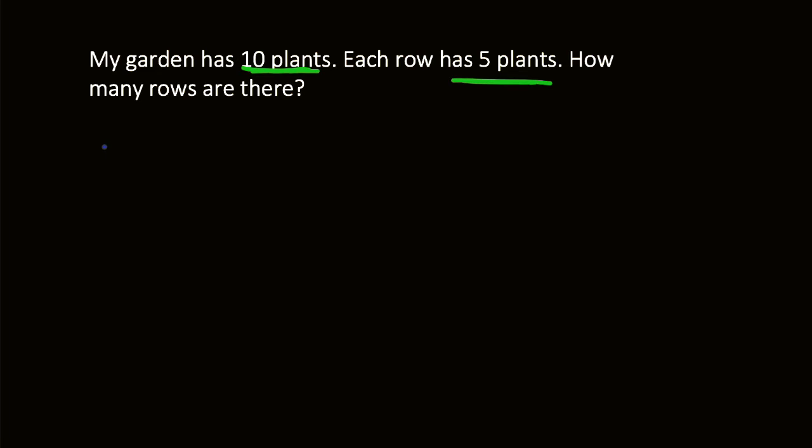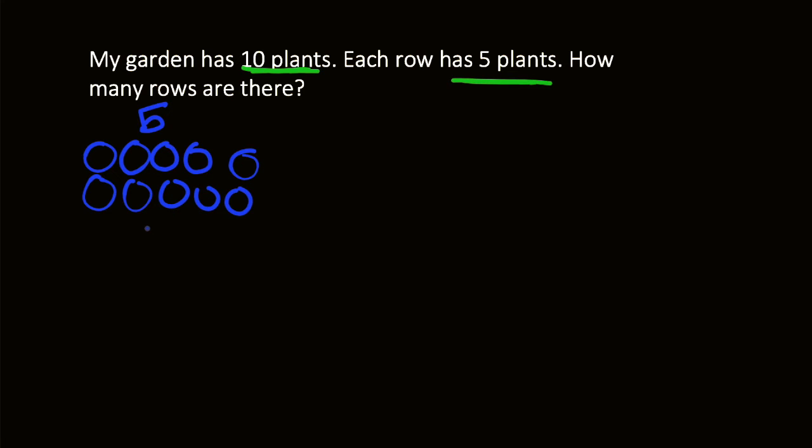So we can draw a picture each with 5 plants right here. So 1, 2, 3, 4, 5. So that's one row. 1 times 5 is 5. So we know that this is only 5 plants and we need 10. If we add another row, we would get 1, 2, 3, 4, 5 more. And then that would be 2 rows. 2 times 5 is 10, so we know that there's going to be 2 rows.